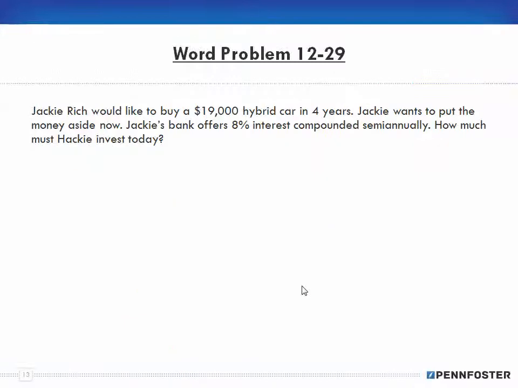Okay. All right. Last problem, 12-29. Jackie Rich would like to buy a $19,000 hybrid car in 4 years. Future value, time frame. Jackie wants to put money aside now. Present value. Jackie's bank offers 8% interest rate, compounded semi-annually. That's times 2, twice a year. How much must Jackie invest today? Remember, that's the present value.